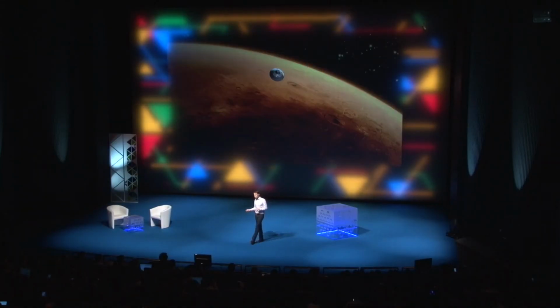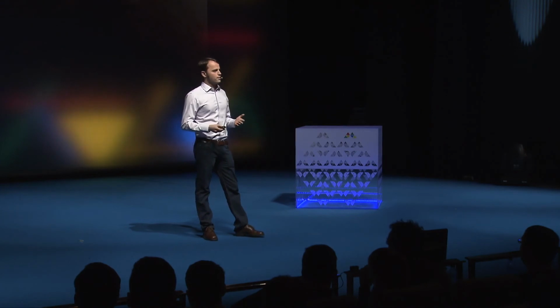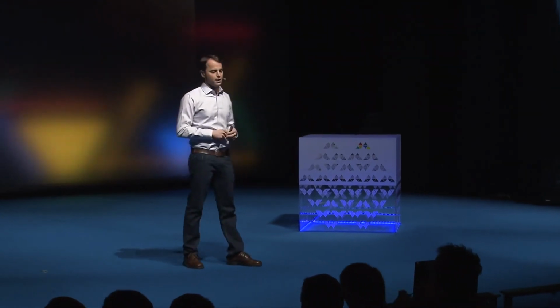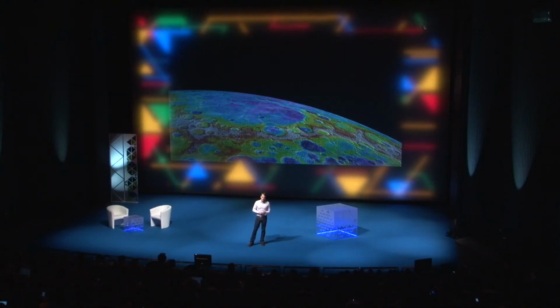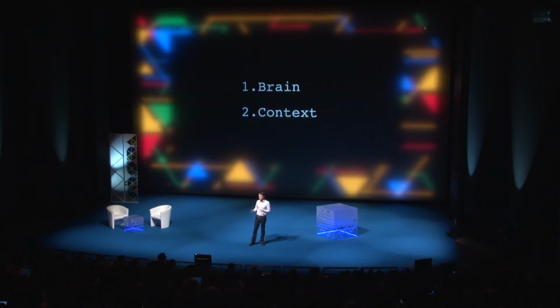And the second thing that he took into consideration was the context, right? So, for example, there is a story about the robots that were built for Mars, and this is a real picture from NASA. And there were stories about robots that were built for Mercury, right? And they were built very differently. So both the brains and the context.